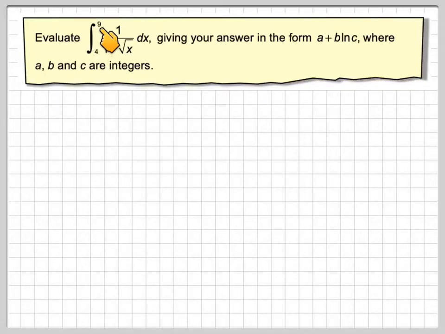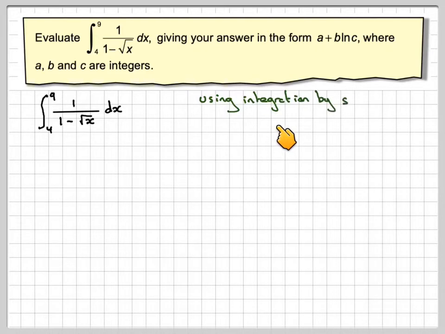Evaluate the integral from 4 to 9 of 1 over 1 minus root x dx, giving your answer in the form a plus b ln c, where a, b, c are integers. So we've got 1 over 1 minus the square root of x dx. So using integration by substitution, we're going to let u be equal to the denominator.